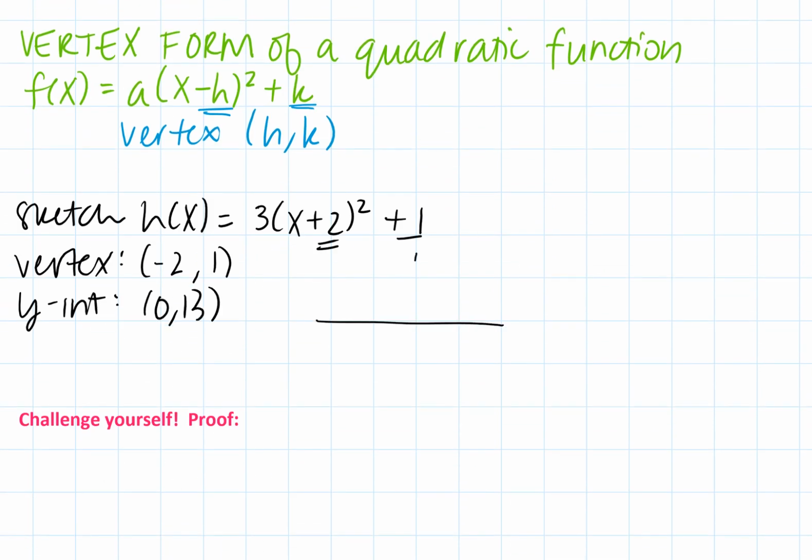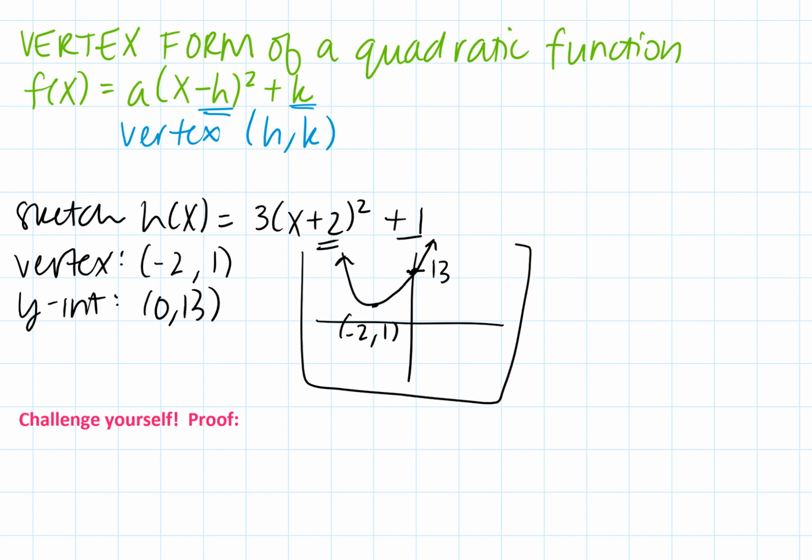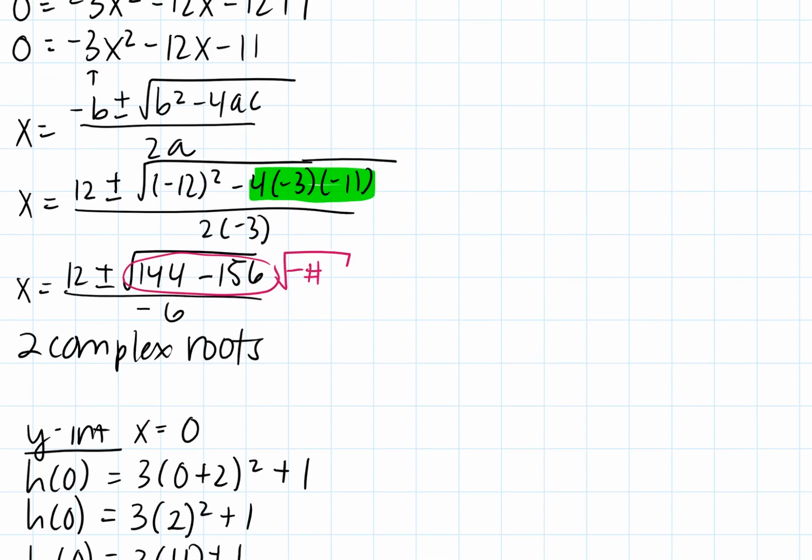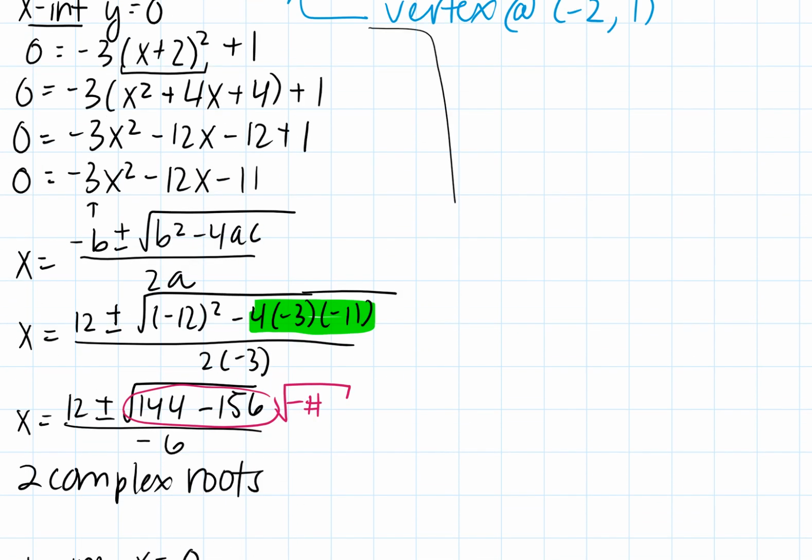So we could have plotted these 2 points, (-2, 1) and (0, 13), and saved ourselves a lot of time by thinking if we connect them right away, we definitely won't have any x-intercepts. We could have concluded just by the sketch itself that there would be no real roots, or said in a different way, 2 complex roots. You would not have had to go through all of this work now that you recognize what vertex form is.